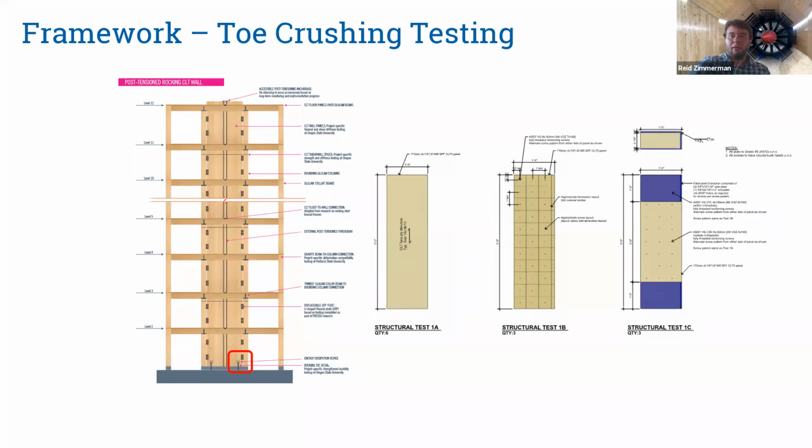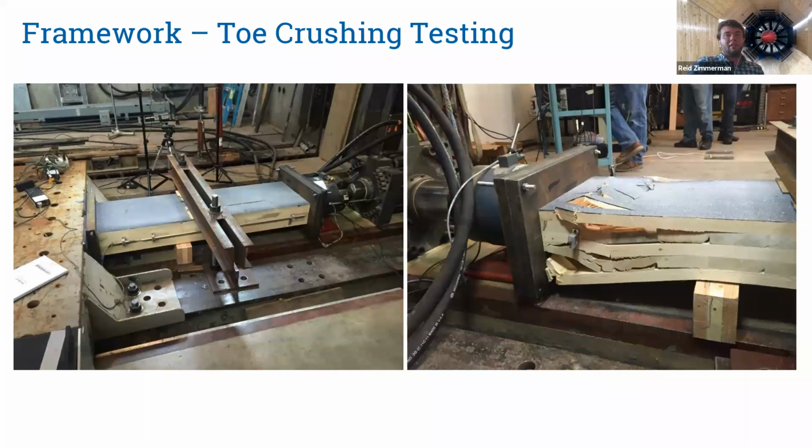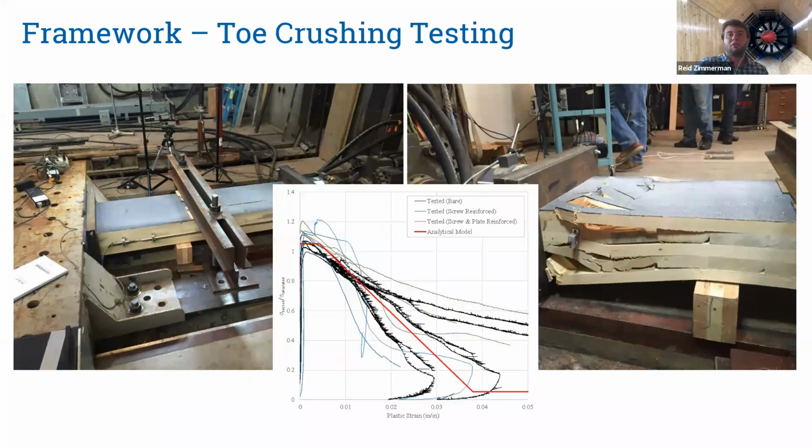So this shows the test setup, a very simple pure compression test, and again on the right, far beyond acceptable performance, but kind of indicating the eventual failure mode of the CLT, crushing, and then again translating the mountains of data into something usable for our analysis model. In this case, it was a stress versus plastic strain curve.